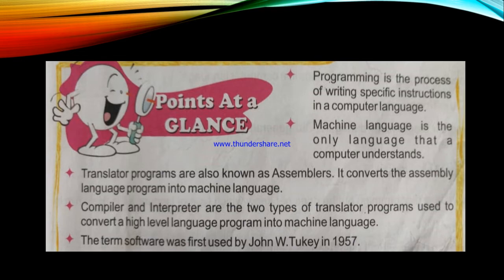In the compiler, what will it do? It will allow you to type the entire program and then it will show the list of errors. So compiler is much faster than interpreter. The term software was first used by John W. Tukey in the year 1957.